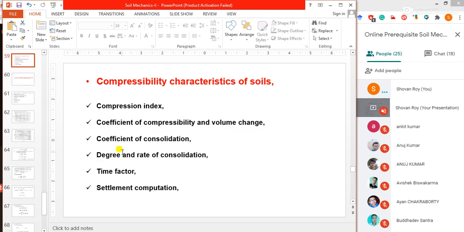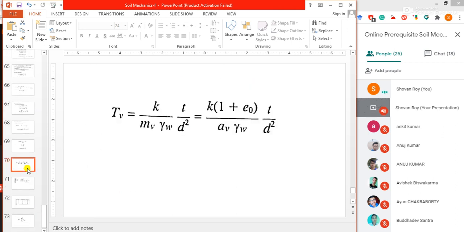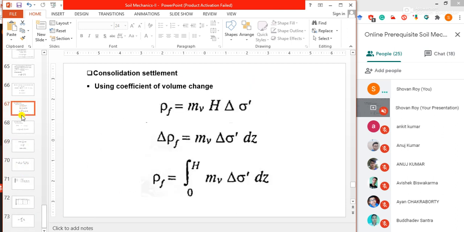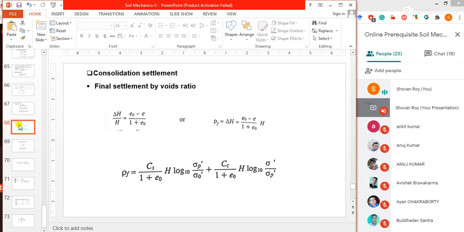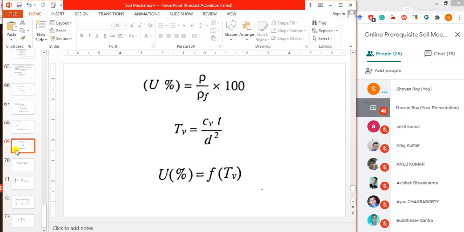there is degree and rate of consolidation. Degree and rate of consolidation. Actually, the degree of consolidation we can define using this capital U. Capital U, degree of consolidation.